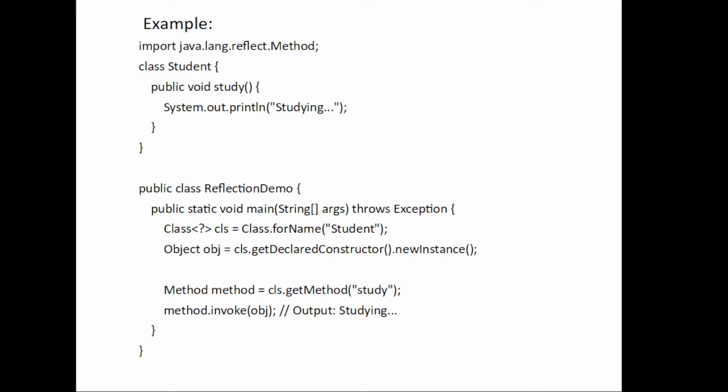This is exactly how a framework like Spring works behind the scenes. They create objects dynamically, inject dependencies and call methods without writing manual logic. So in interviews, if you are asked about dynamic behavior, annotations or Spring internals, reflection is the hero behind all that magic. Let's see the next question.